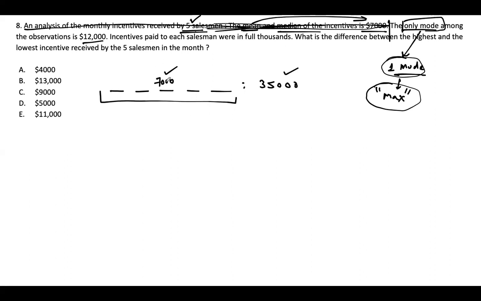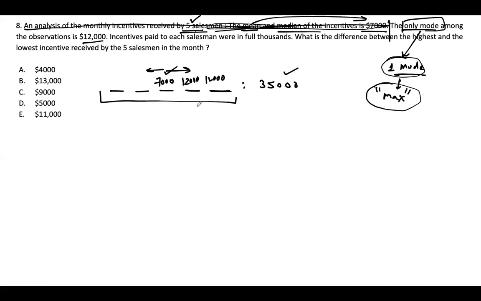Okay, since we are talking about median, the values to the left will be lesser than or maybe equal to 7,000, and values to the right should be greater than or equal to 7,000. And this data has one mode, that means you will have two 12,000s. Is my point clear?